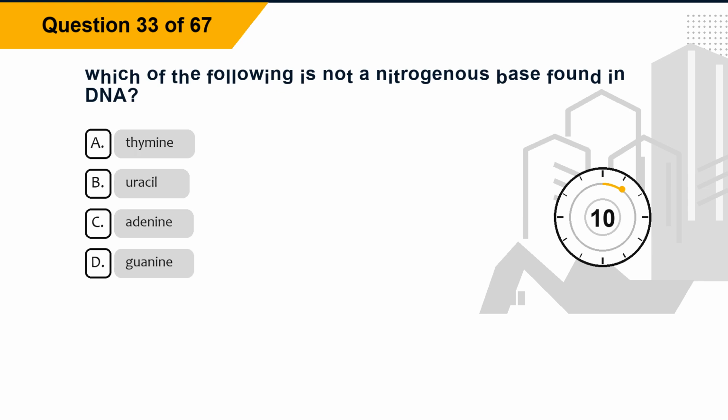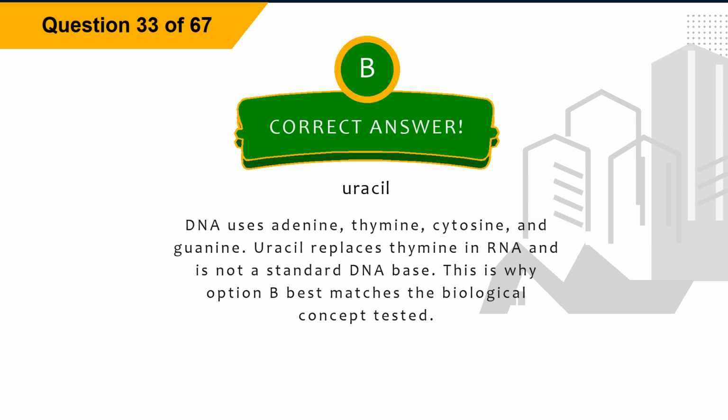Question 33. Which of the following is not a nitrogenous base found in DNA? Option A, thymine. Option B, uracil. Option C, adenine. Option D, guanine. The correct answer is option B, uracil. Explanation. DNA uses adenine, thymine, cytosine, and guanine. Uracil replaces thymine in RNA and is not a standard DNA base. This is why option B best matches the biological concept tested.